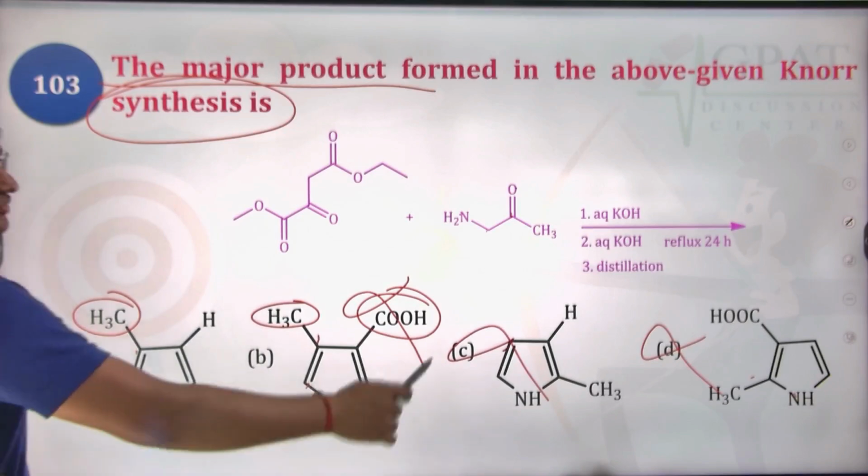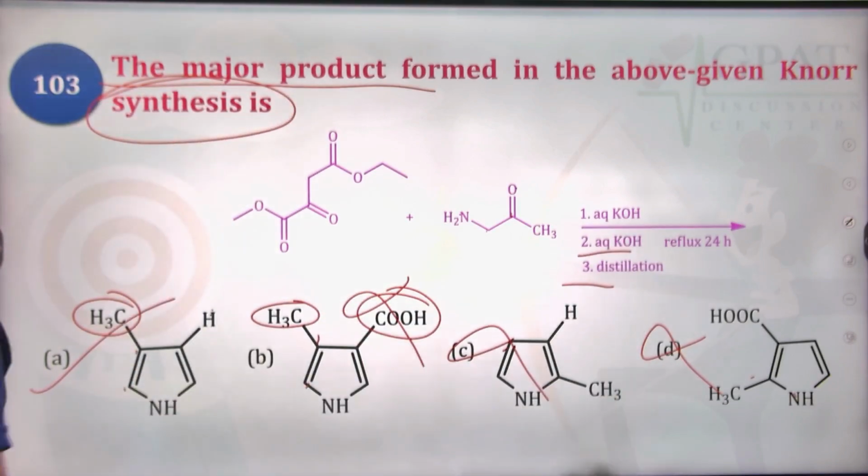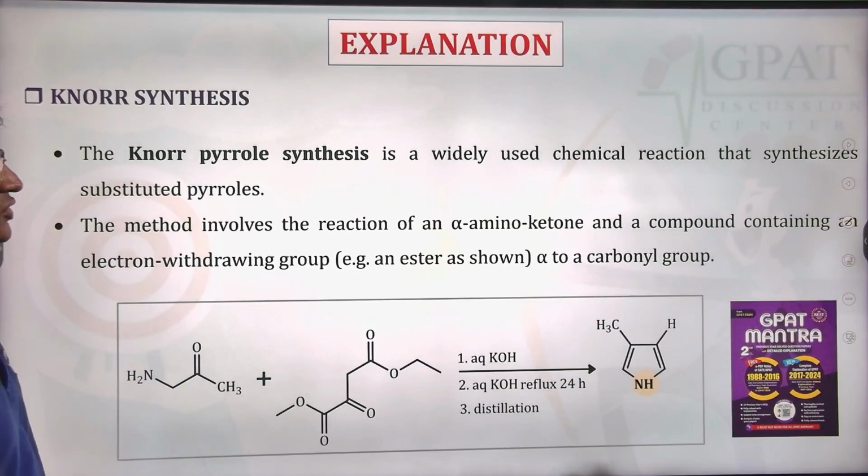Carboxylic is not given since we are having distillation with KOH. So this will be leading to only hydrogen. So yes, A is the right answer. A will be the correct answer for this question.